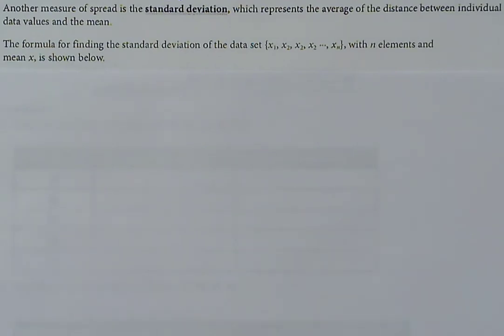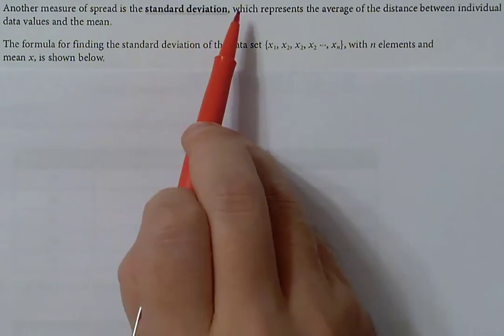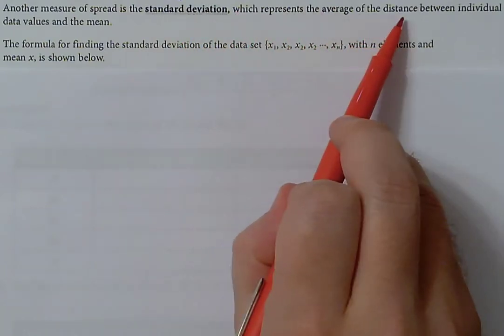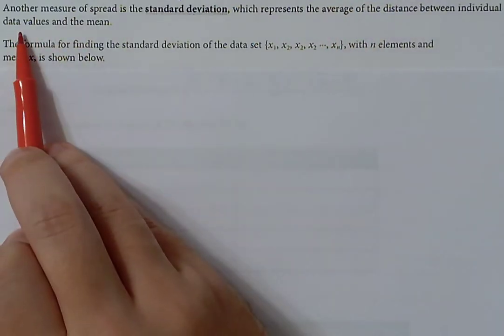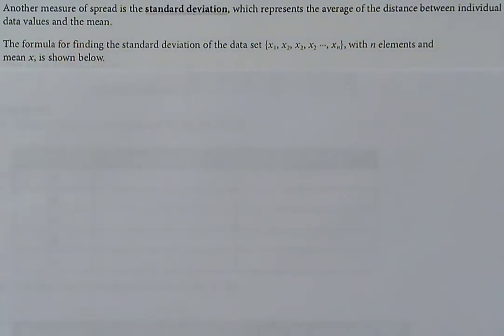So another measure of spread is the standard deviation. Now, standard deviation represents the average of the distance between individual data values and the mean. So it would be the average distance from the mean for each data value. Now, we're not going to worry too much about interpretation of it. Really, we're just going to focus on how we can find standard deviation.